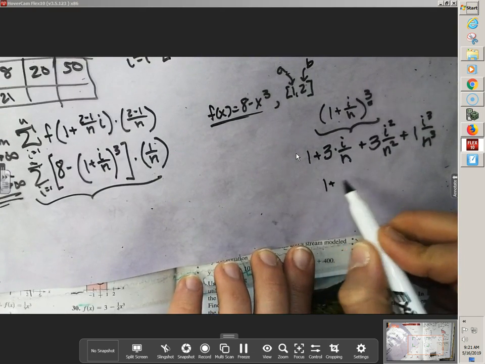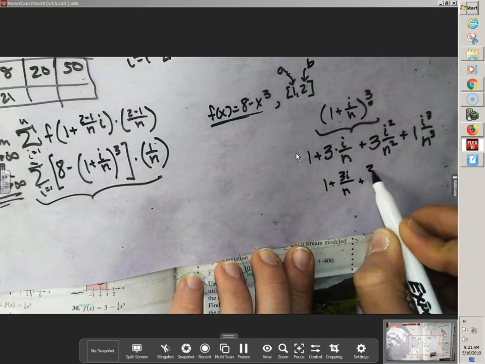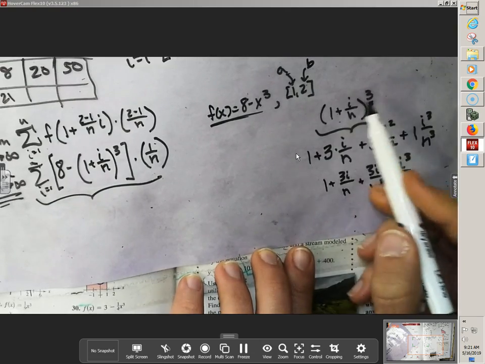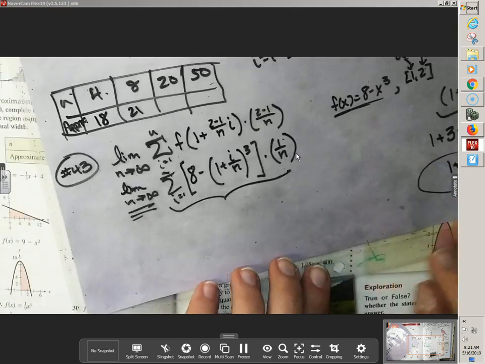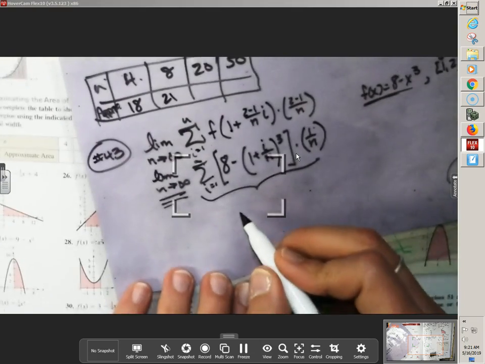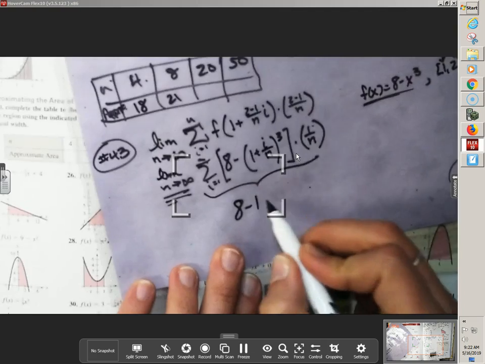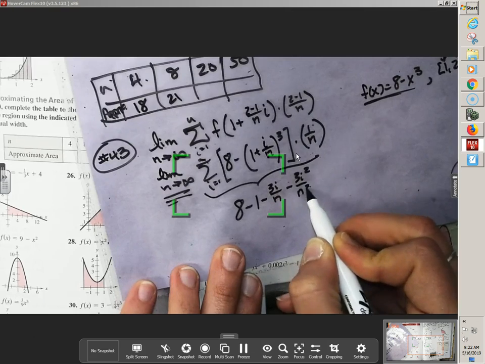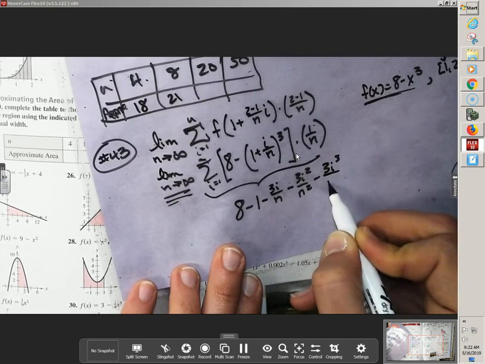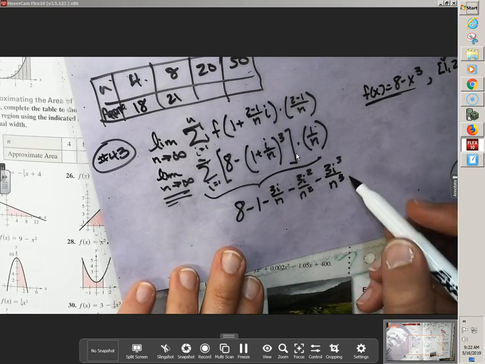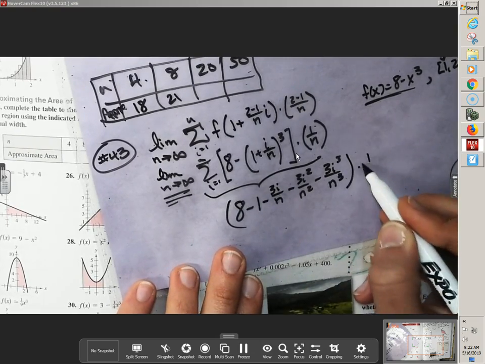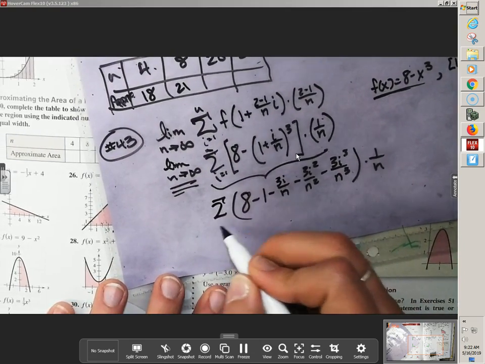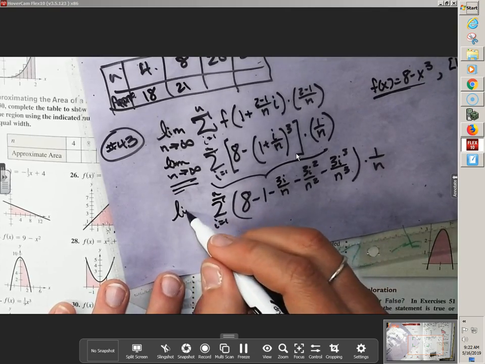So at the end of the day, I get 1 plus 3i over n plus 3i squared over n squared plus i cubed over n cubed, and this is what I'm going to come over here and plug in. So I can say 8 minus 1 minus 3i over n minus 3i squared over n squared minus i cubed over n cubed. And all of that is times 1 over n. And this is inside a summation, and inside a limit.